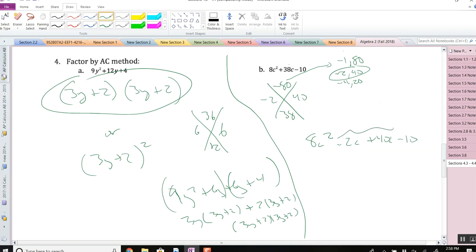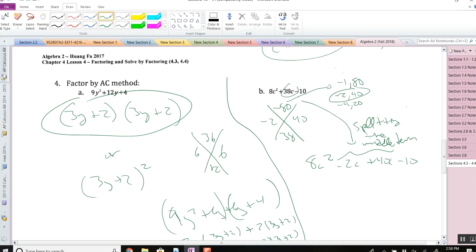And what we're doing, actually I should have been a little more clear about this, and I'll probably put this in the Google form as well, is we're splitting the middle term. That's actually what we're doing with this X method, is that we're taking 38c and splitting it into negative 2c plus 40c by using this process up here. And actually maybe that's what Ms. Wong meant by the AC method, is that you're doing a times c. So I'm pretty sure we're on the same page there.